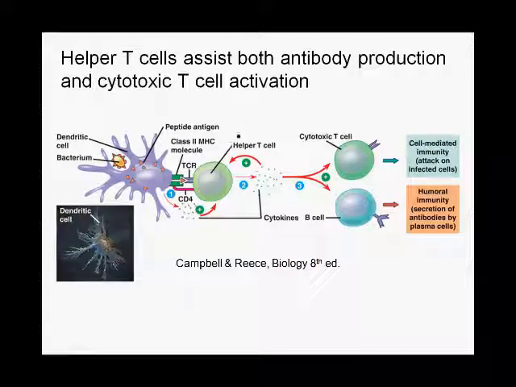And I want to close by saying that helper T cells, because of their CD4 protein, are the targets of HIV infection. HIV selectively infects helper T cells and kills them off. And that is the source of the immune deficiency caused by HIV infection.